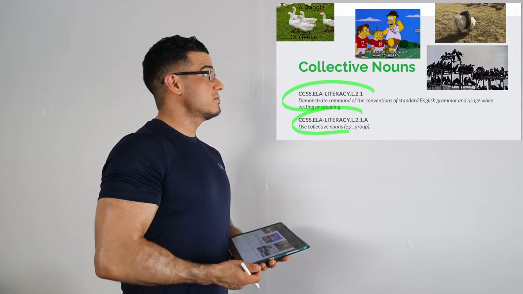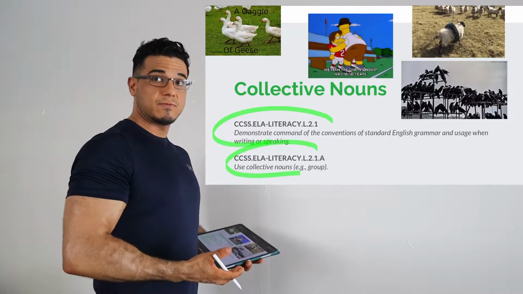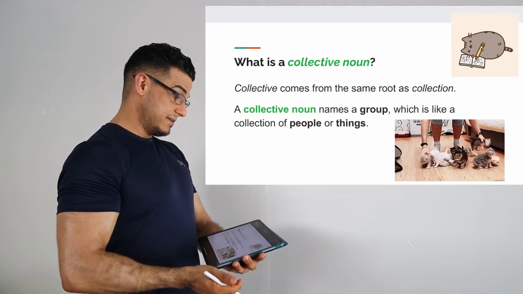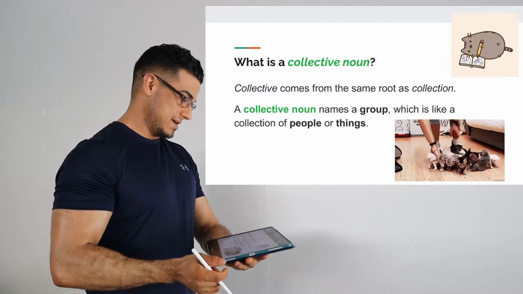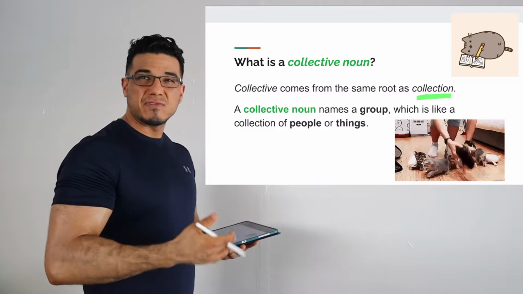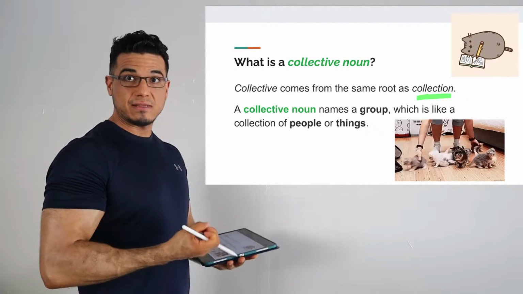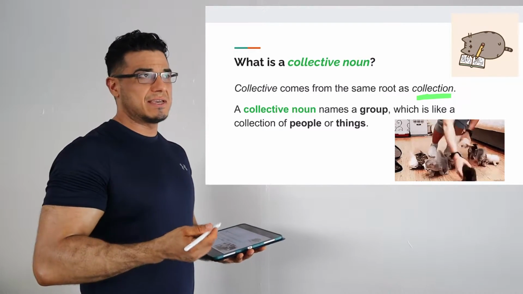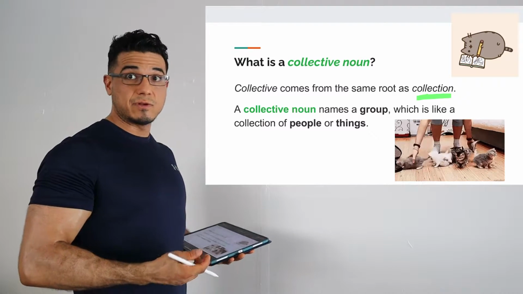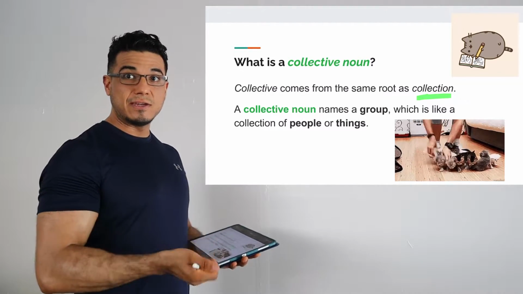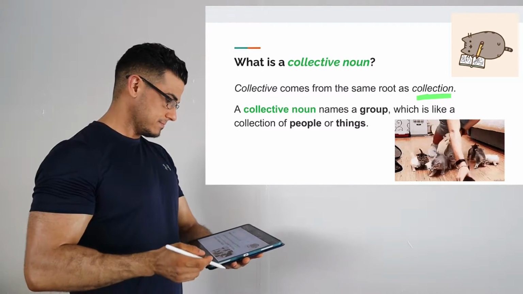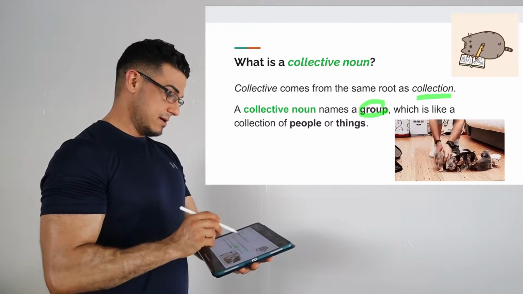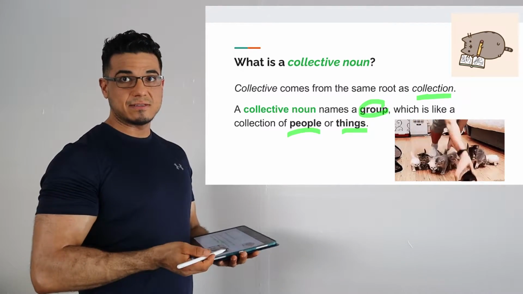So what are collective nouns? Collective comes from the root word, which is collection. And when you have a collection of something, you will have a plurality of it, which means you have more than one of that type of thing, right? An example of a collection would be a card collection, where if you collect cards, you're going to collect more than one, and in doing so, you generate a collection. So a collective noun will name a group, which again is a plurality, like a collection of people or things.